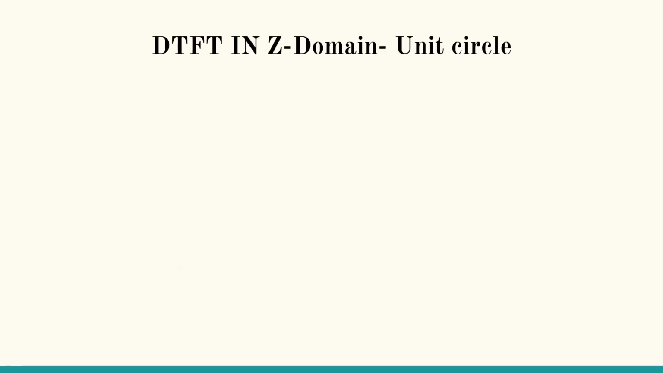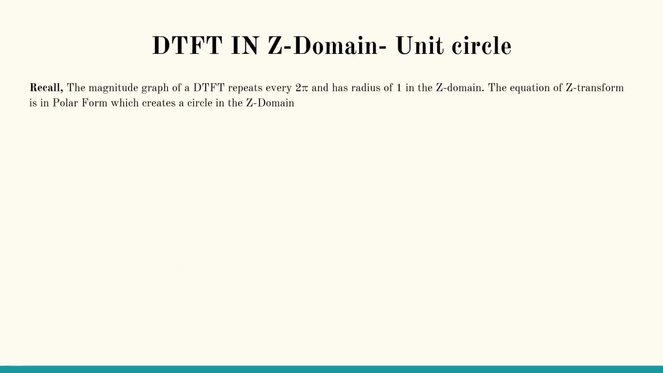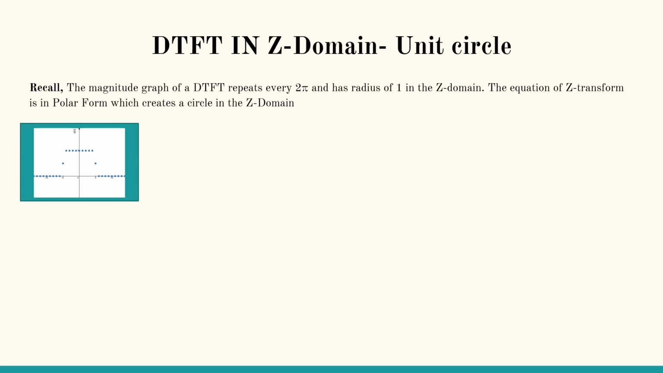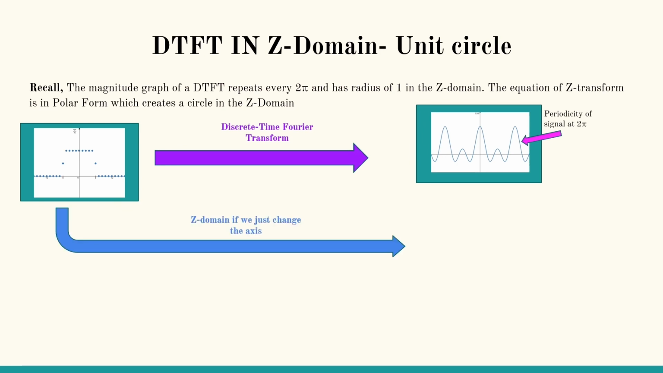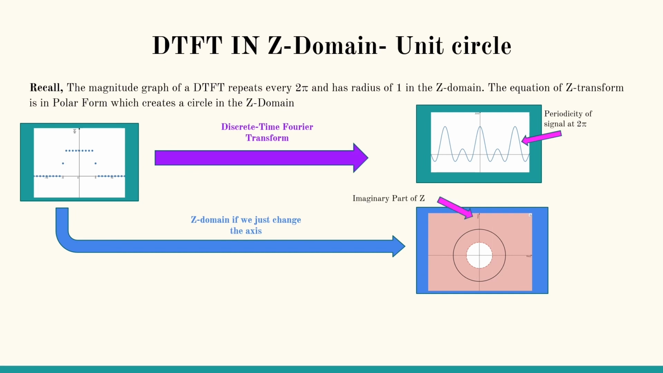Recall from the previous video that the magnitude graph of a DTFT repeats every 2 pi and has a radius of 1 in the z-domain. The equation of the z-transform is in polar form, which creates a circle in the z-domain. If we take a discrete time pulse and calculate its DTFT, we get this graph, which has a periodicity of 2 pi. If we calculate the z-transform, we get this graph, with the imaginary part of z on one axis and the real part of z on the other axis.